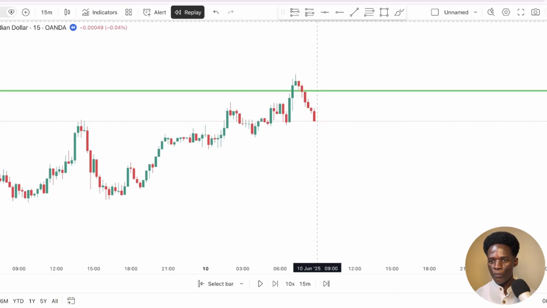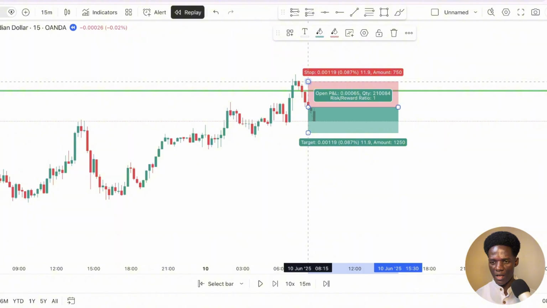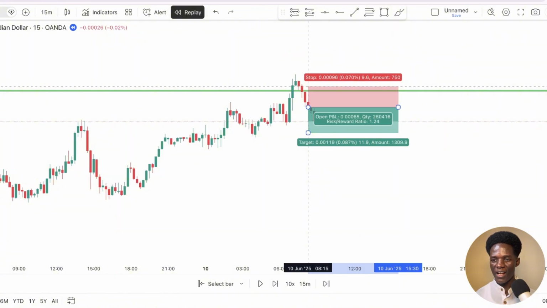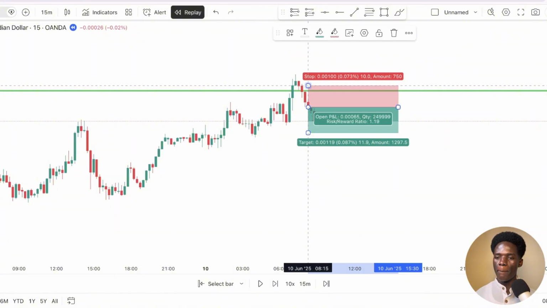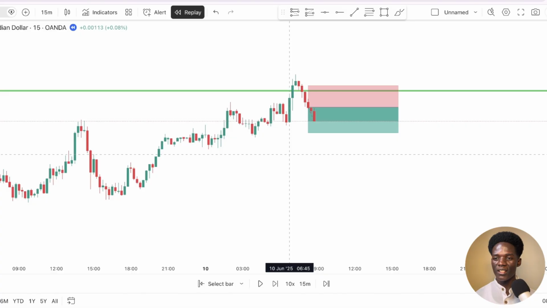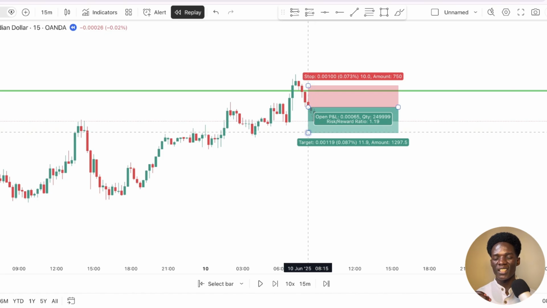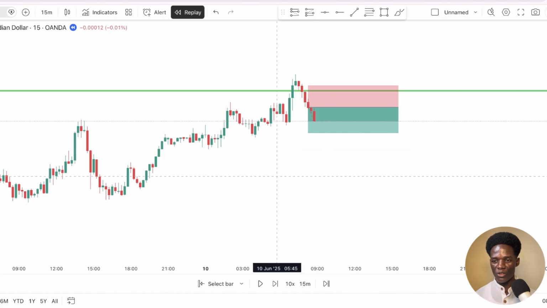So here you can enter around here, because price has given us a bearish engulfing candlestick, too many bearish engulfing candlesticks and selling pressure. So this shows us that price is now heading back down. Yes, you enter.